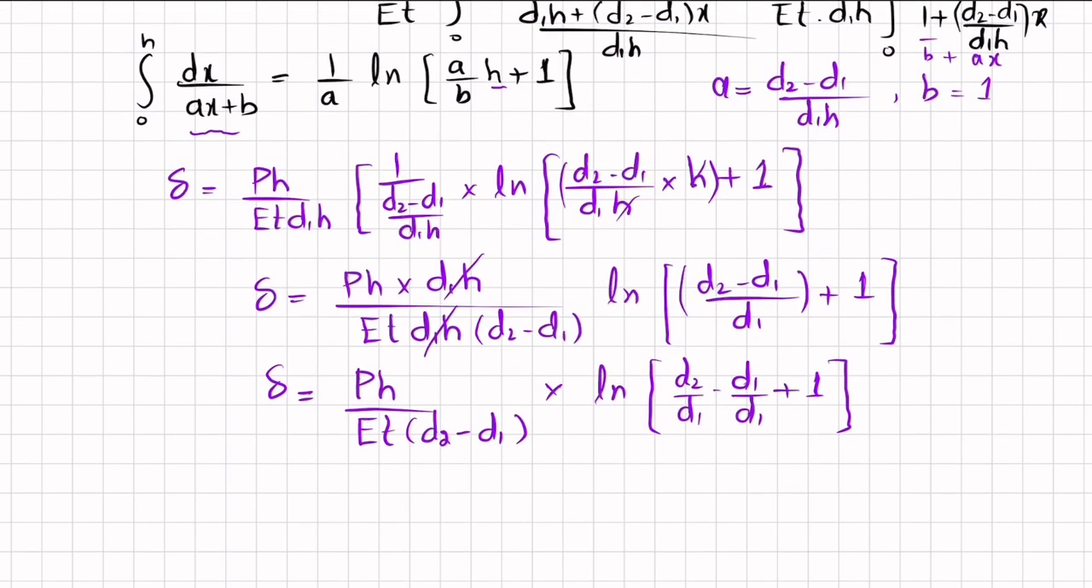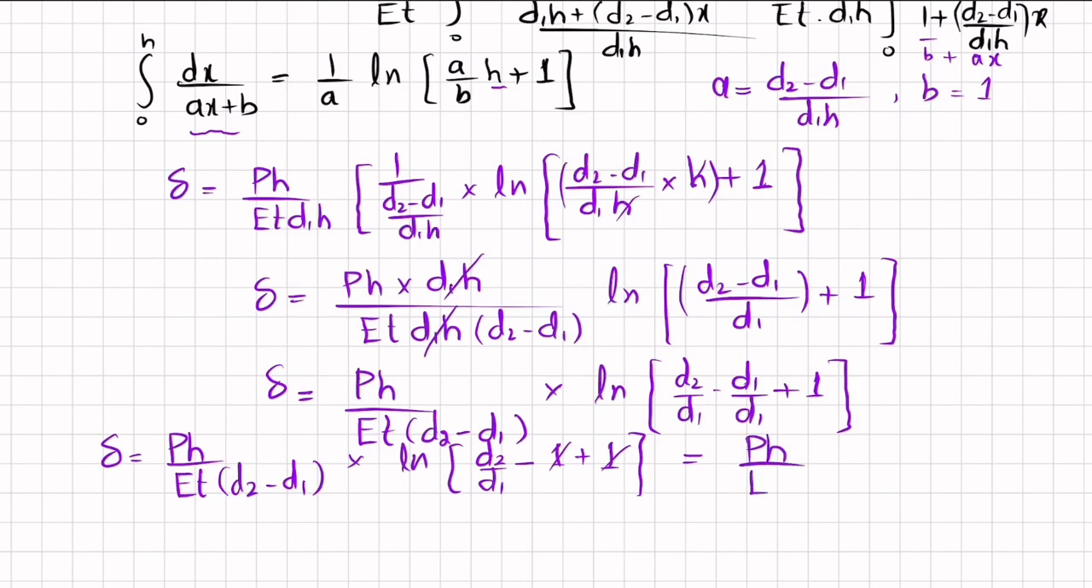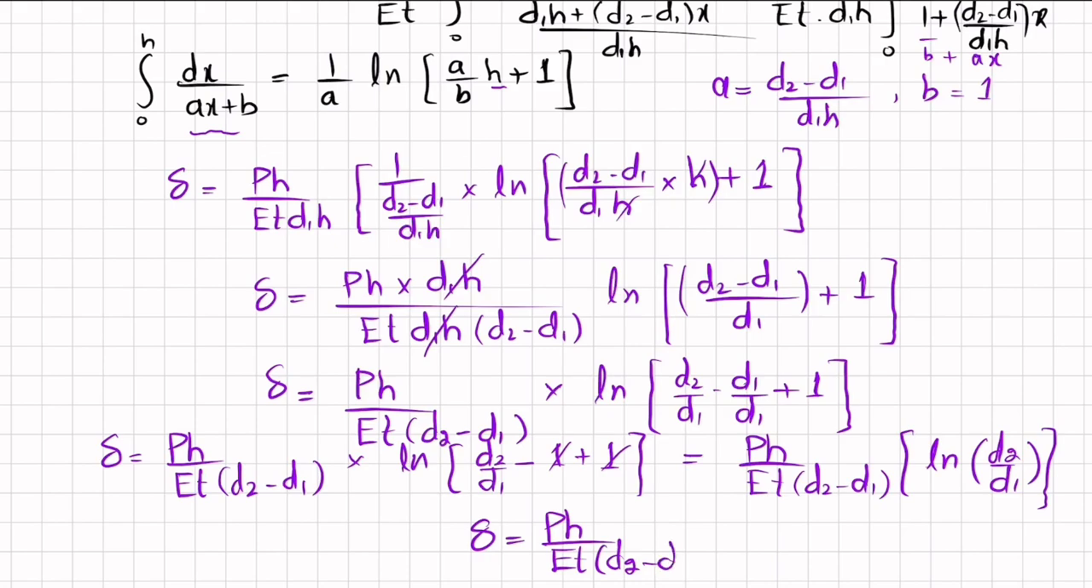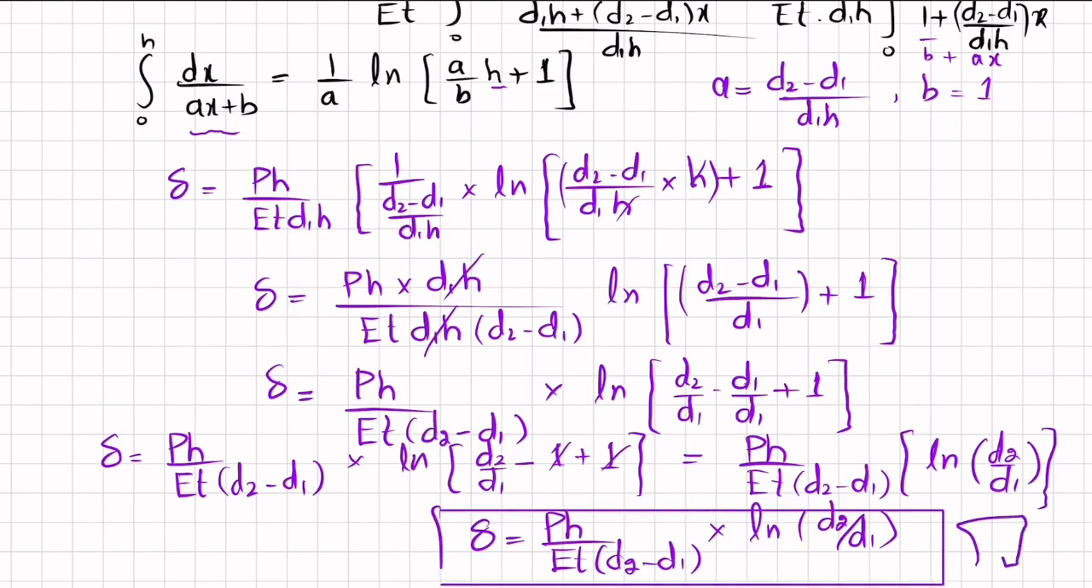So if you further simplify it, you will get this deflection equal to p into h divided by e into t into d2 minus d1, into ln of this, which will be equal to d2 over d1 minus 1 plus 1. This minus 1 plus 1 will cancel each other. So we will get p h divided by e t into d2 minus d1 into ln of d2 over d1. So at last we will get this deflection is equal to p h divided by e into t into d2 minus d1, into ln of d2 over d1. And this is the value of deflection of one end with respect to another end.